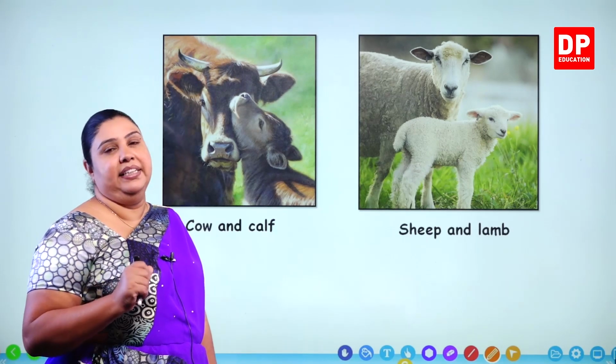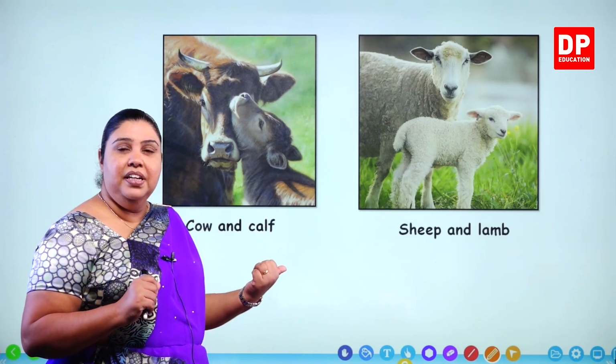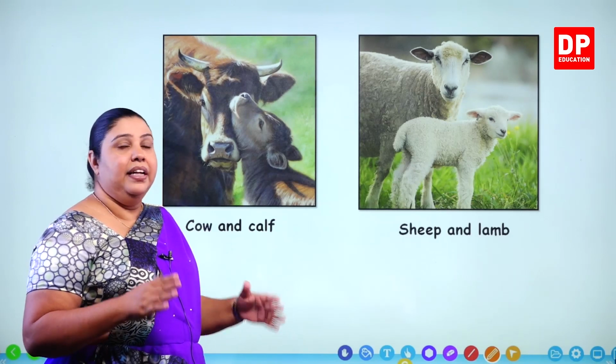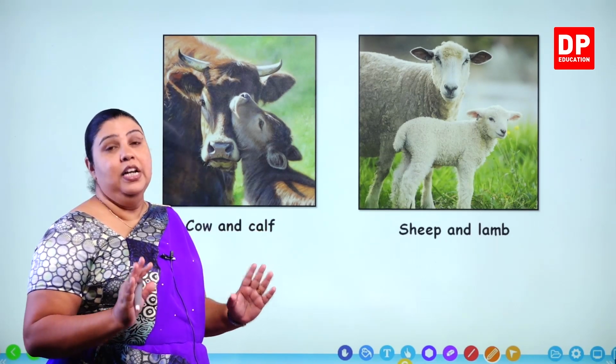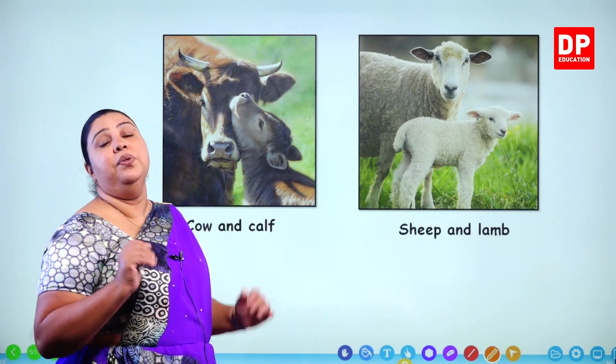It's a silent letter. We don't say calf. We say calf. The letter L is not pronounced. It's a silent letter. But when you write the word, you have to write it.